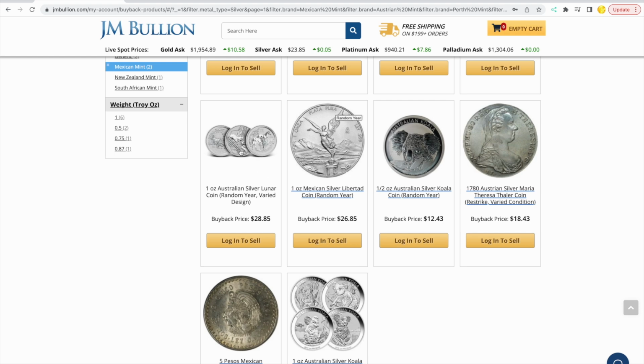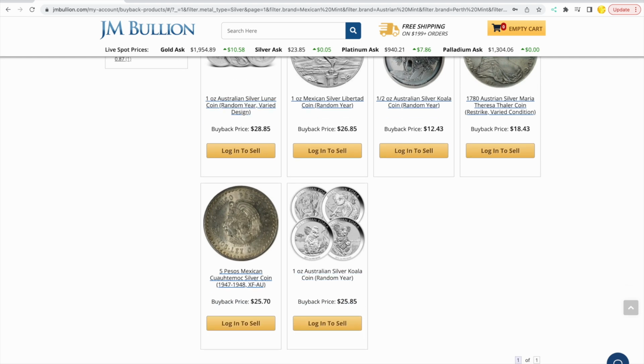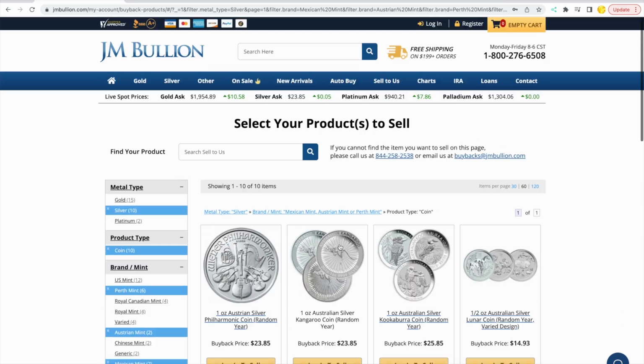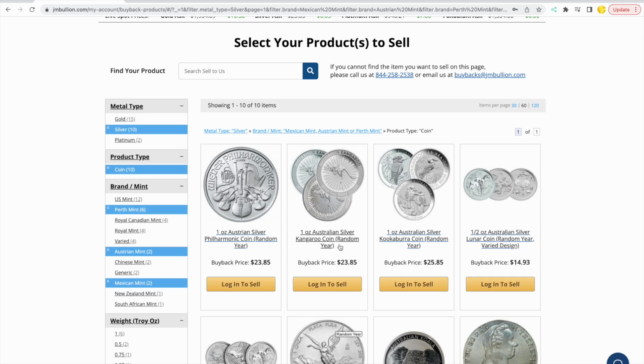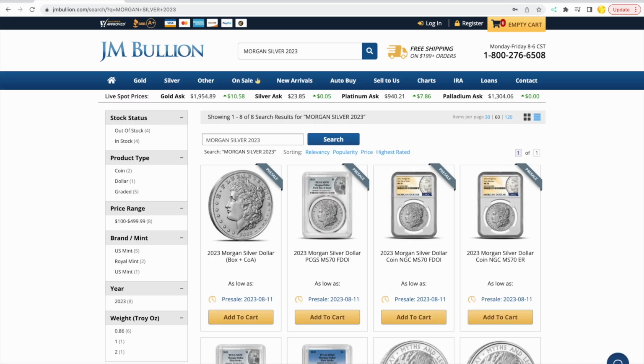Okay, if you bring this stuff into the LCS, they're probably going to maybe throw you an extra buck or two, but something like this is best sold at a retailer. Okay, so you see the difference, and the same thing may go for gold, but it kind of depends what kind of gold. So graded gold, you probably will get more at a retailer. Let's see what they're charging for the graded Morgans. Morgan Silver 2023. And they're selling the raw for 108.